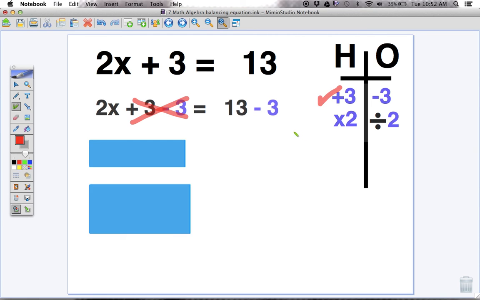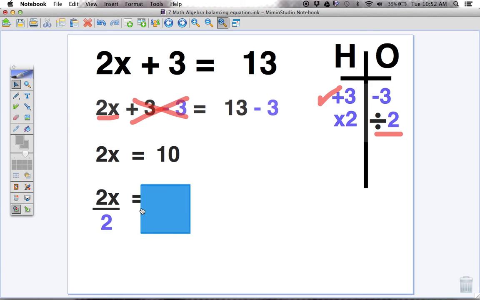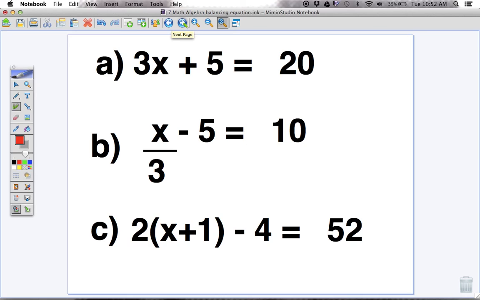Next, x is being multiplied by 2 right here. And what's the opposite of multiplying by 2? Divided by 2. So we're going to do that next. These two will cancel out, and x will be equal to 5. Try these ones by yourself, and I'll just pause for a couple of seconds, and then I'll put the solutions up.